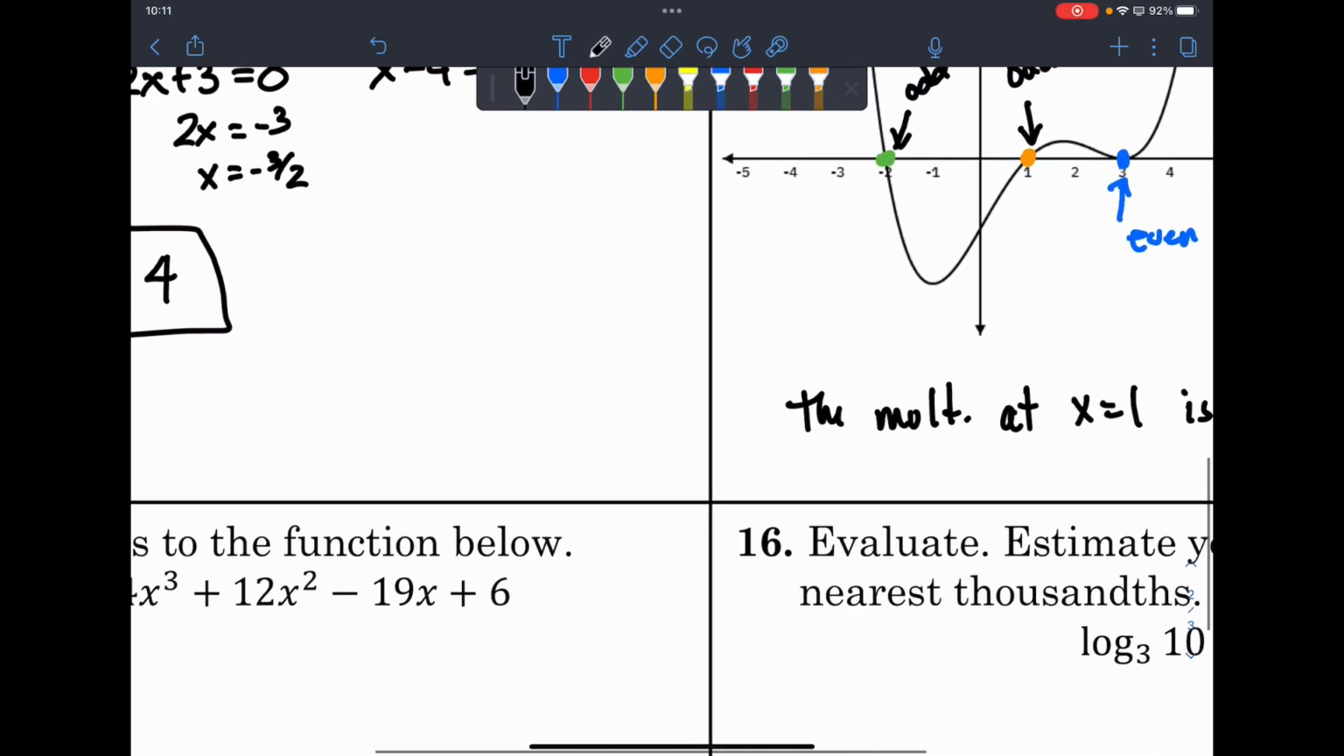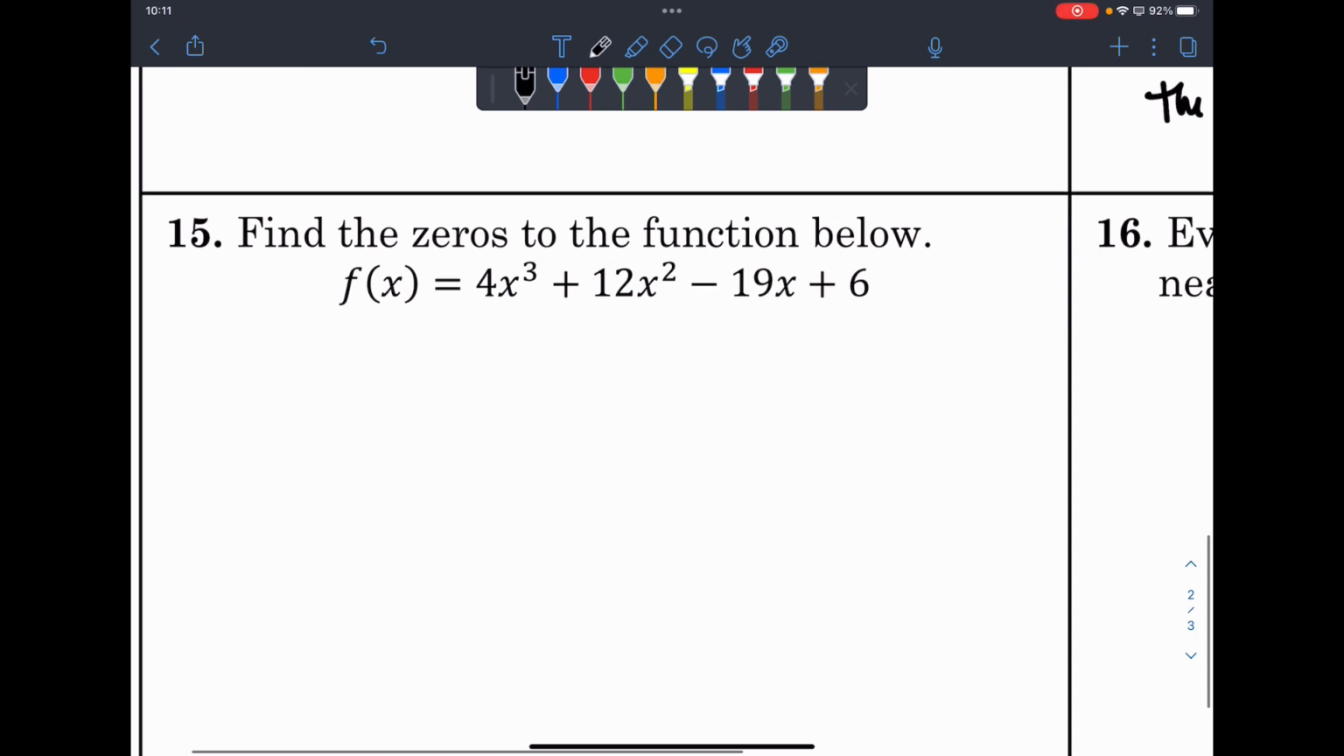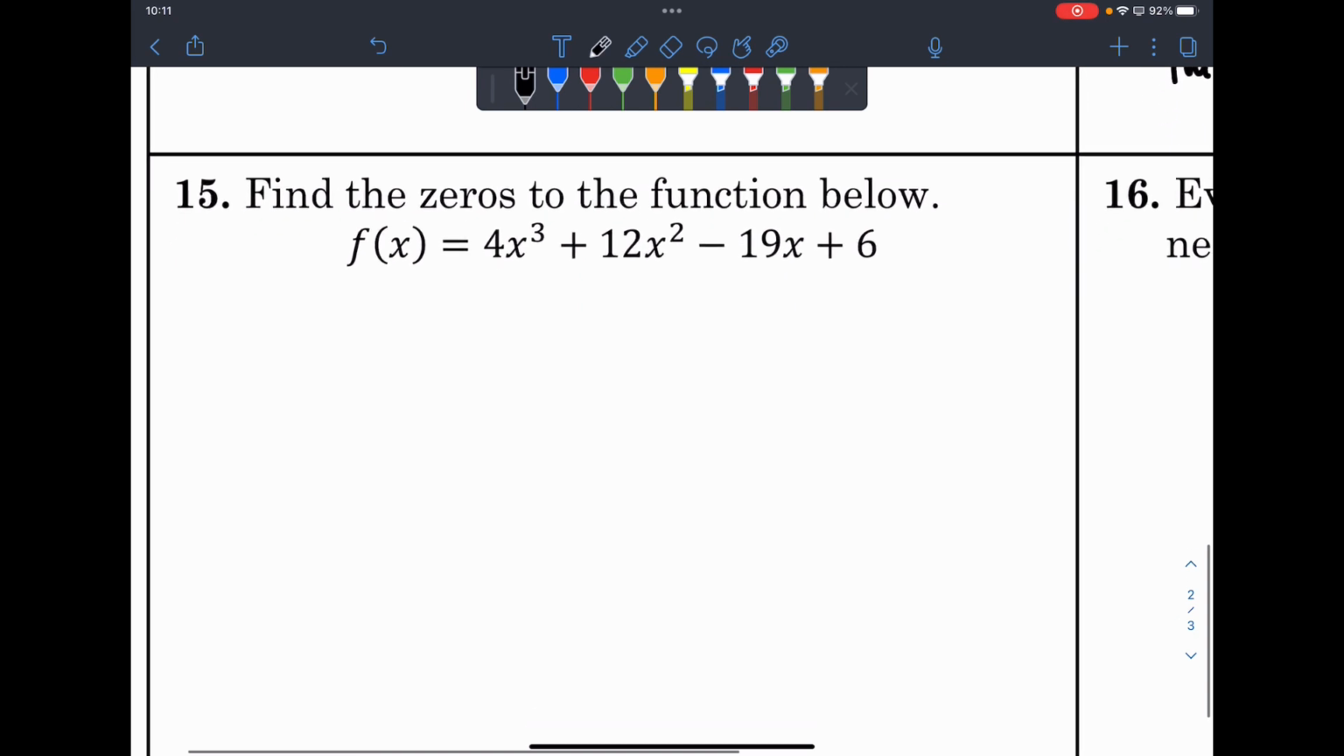All right, let's move on to the next example. To find the zeros in this function here, well, we have to use the rational zero test and identify what the rational zeros are.